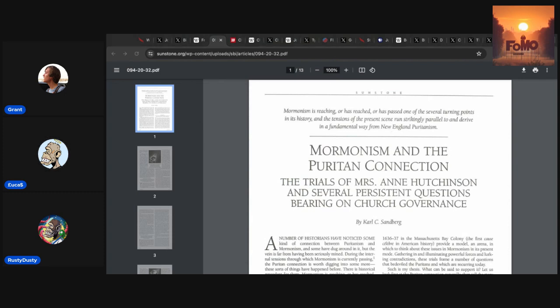How's this one? Is this kind of what you're talking about? Mormonism and the Puritan connection, this kind of thing? Sure. I would say maybe just bring up the Wikipedia article on the Mormon uprising in Utah.